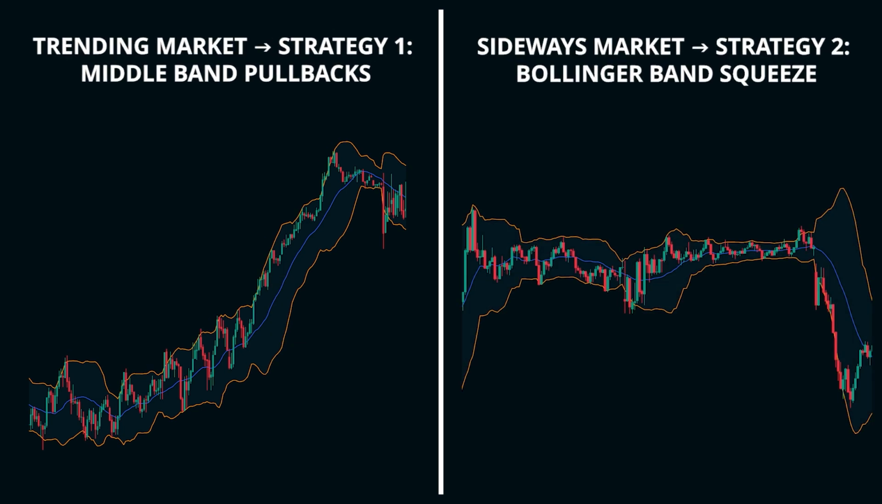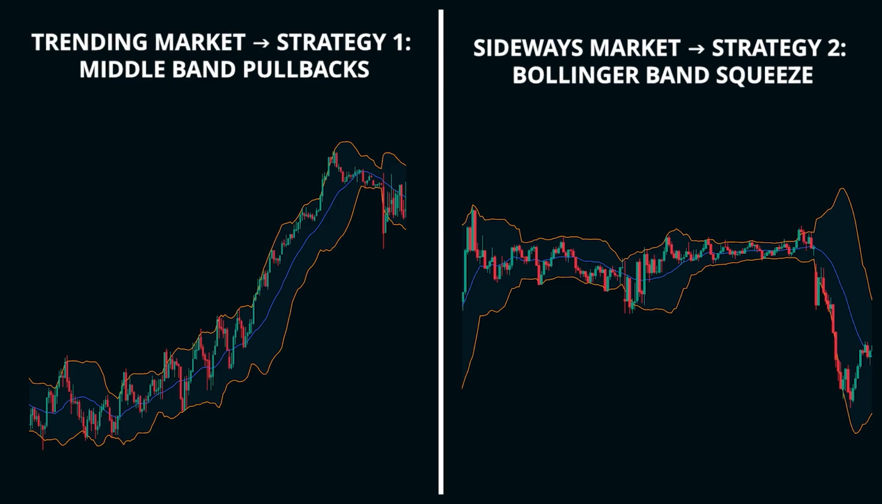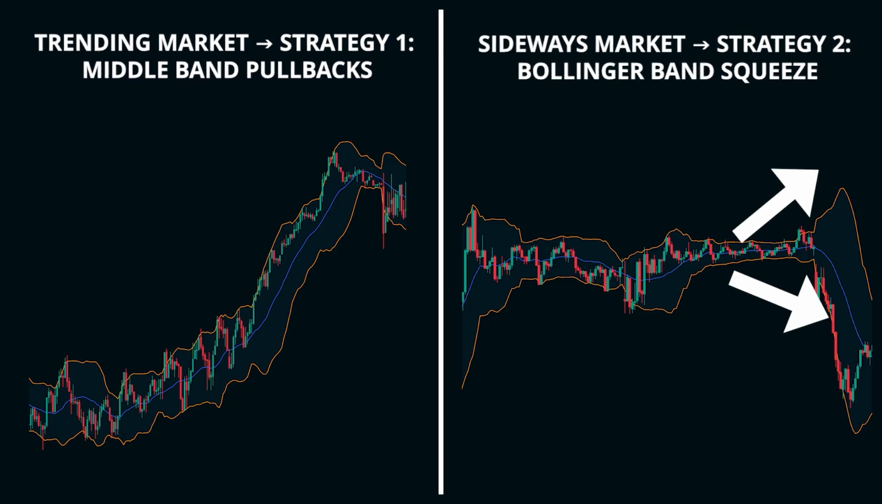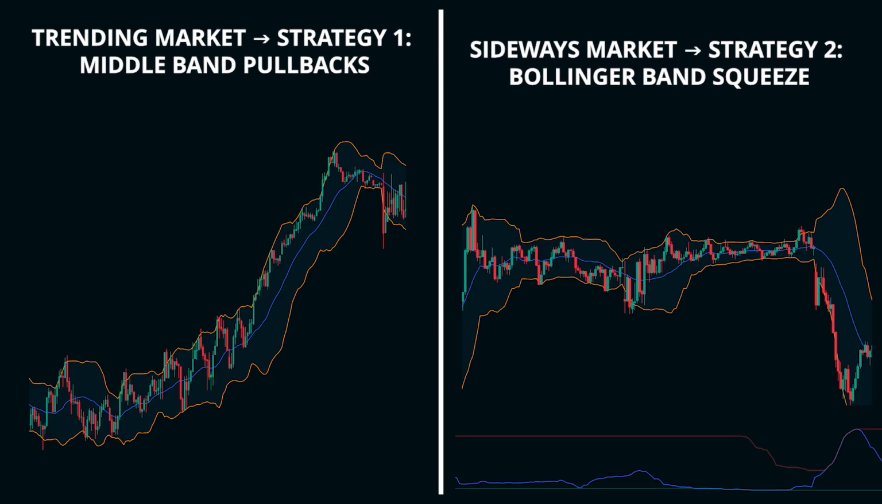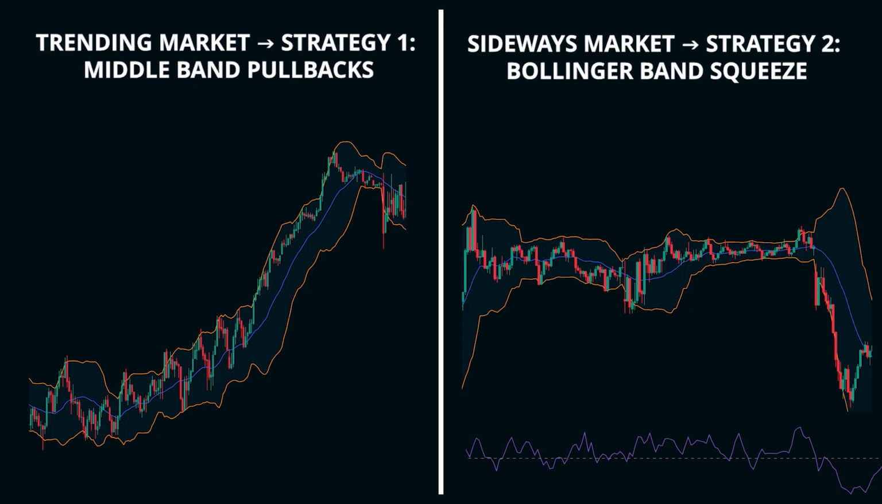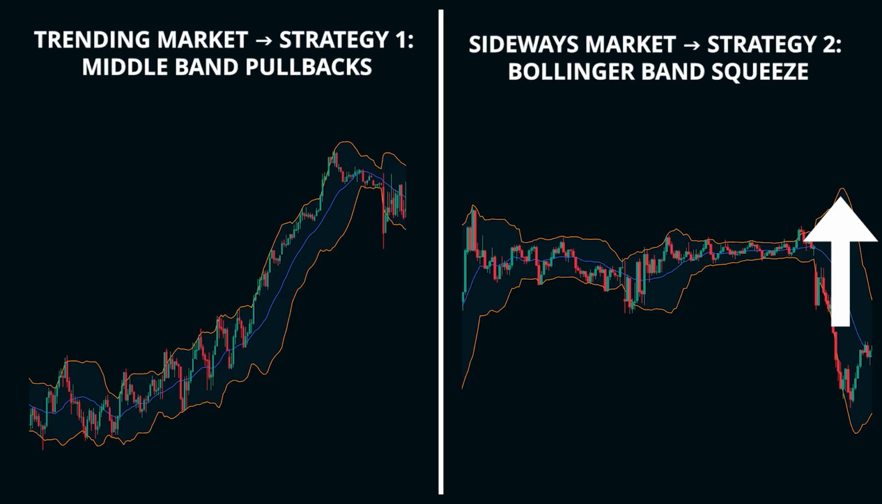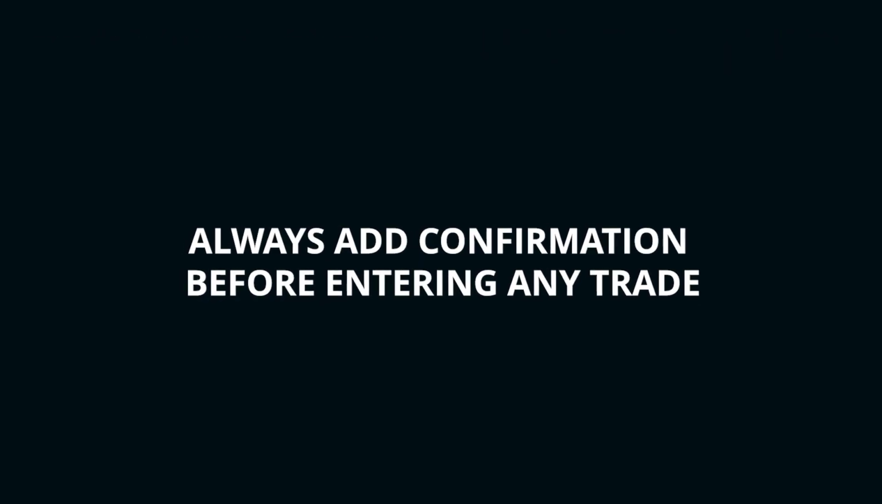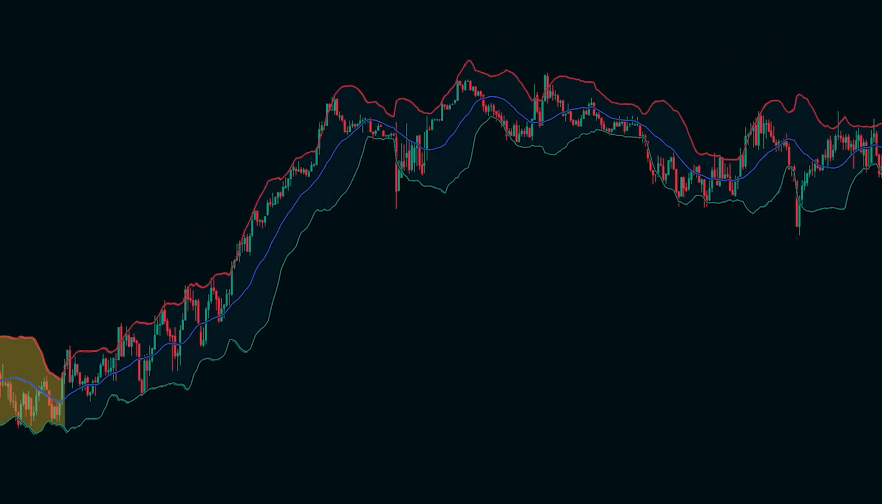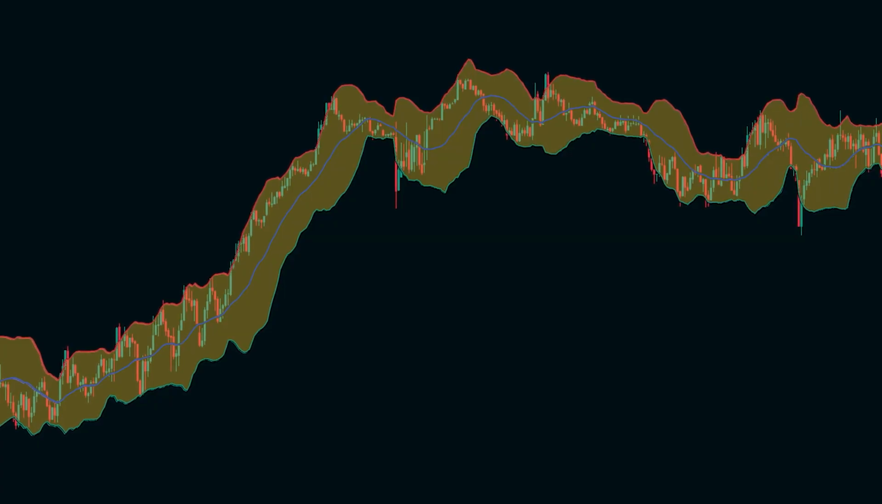If the market is sideways and the bands are squeezing, use strategy 2. Wait for the squeeze, wait for the expansion, and confirm the direction using price action and the money flow index. Exit at your 2-to-1 target, or immediately when price closes back through the middle band. Always add confirmation before entering any trade. A Bollinger Band level alone is a reason to pay attention, not a reason to enter.